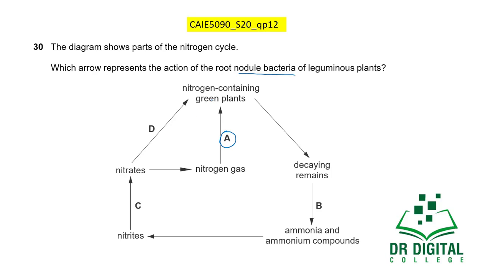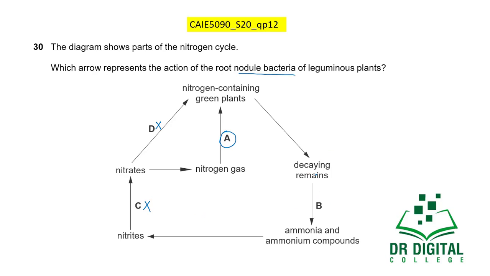Nitrates are converted into nitrogen containing compounds in green plants. This is simple absorption process. So this is not the job of nodule bacteria. So D option is wrong. Nitrites are changed into nitrates. This is nitrification process. This is the job of nitrifying bacteria which are not present in the root nodules. They are present free in the soil. They are aerobic bacteria. So option C is wrong.